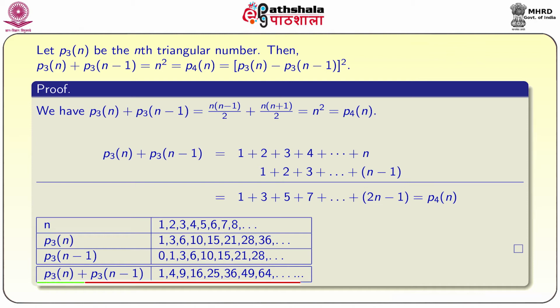There is another way to prove this also. If you look at the table, this is the third way to prove. So, n is a natural number, P3 of n is the triangular numbers, P3 of n minus 1 again triangular numbers, but starting from 0. So, if you add, we will get all square numbers.